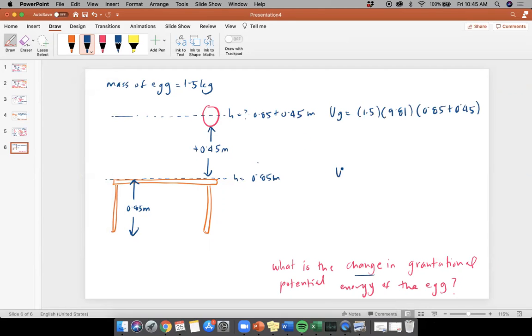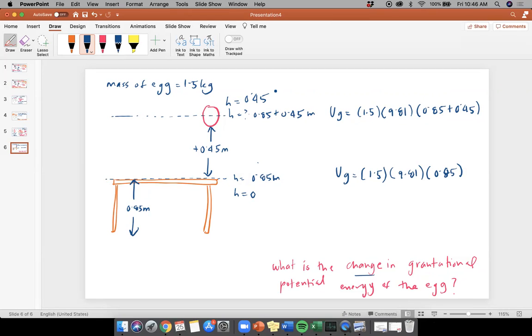And the UG over here is 1.5, 9.81, and 0.85. Okay. Now, would it be the same if I said I started with h equals to 0 over here and h equals to 0.45 over here? Would the answer be the same?